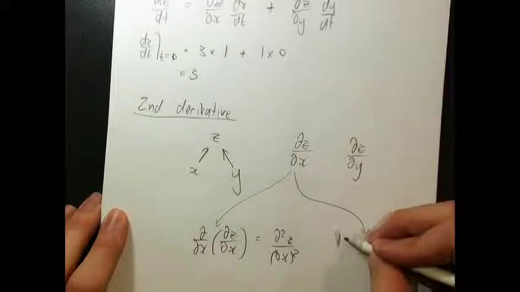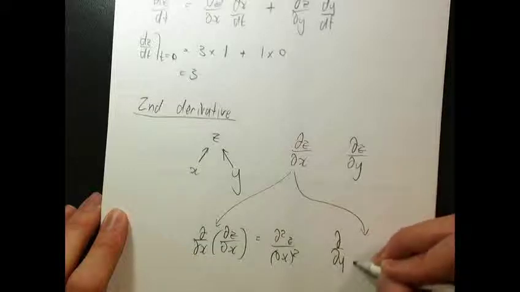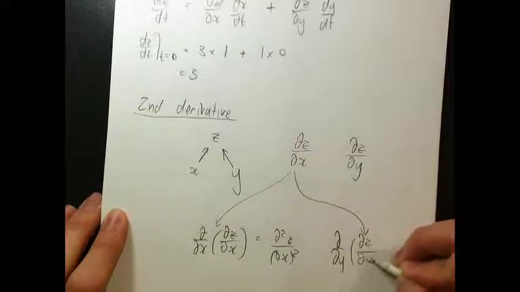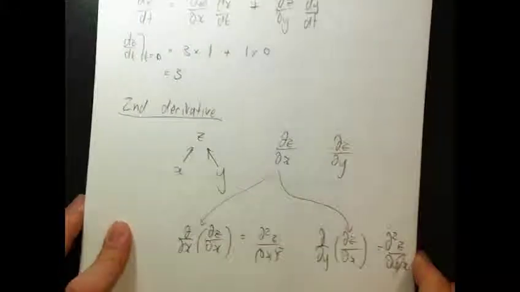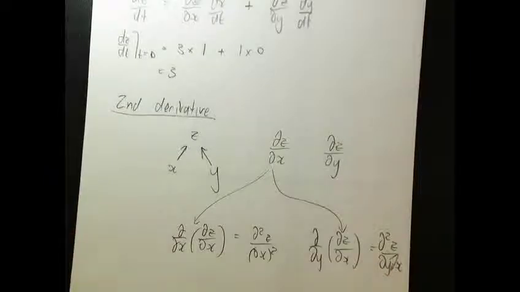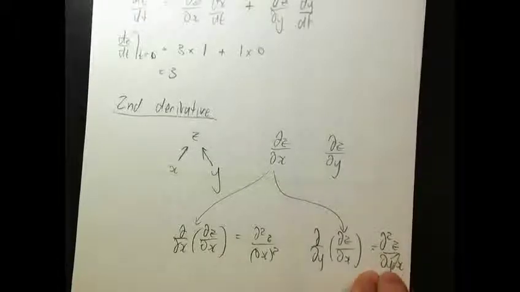And then you could do d on dy of dz on dx, which would be d squared z on dy dx. And you could do it with the dz on dy as well. You'll notice that in a completely technical sense, the dy dx on the bottom means you've actually done the dx first and then the dy. But it doesn't actually matter which order you do it in, it'll come out to the same answer every time.